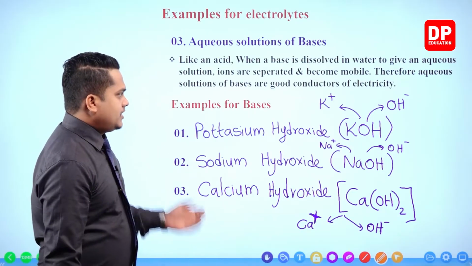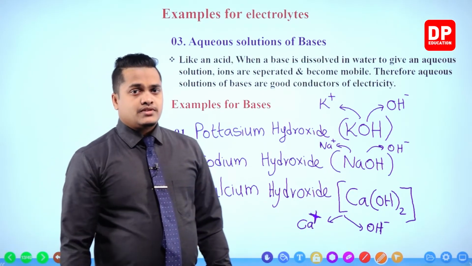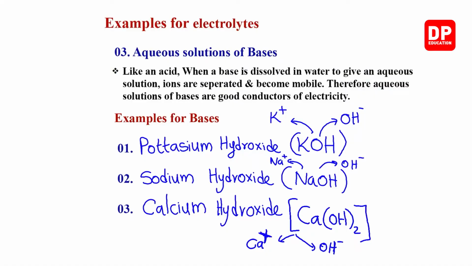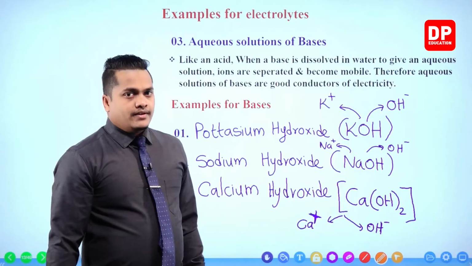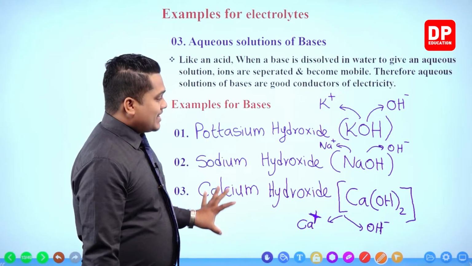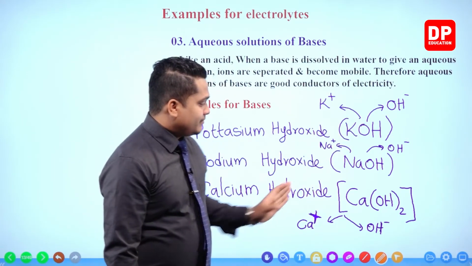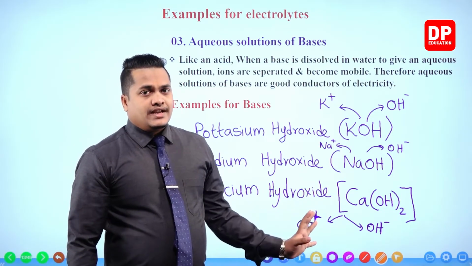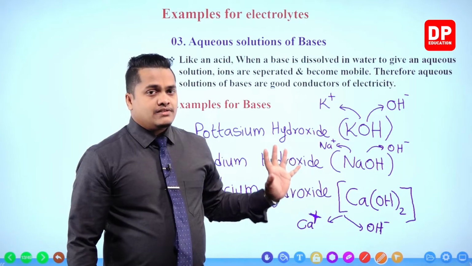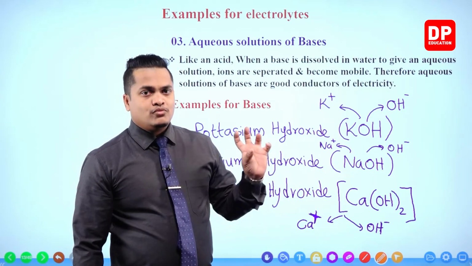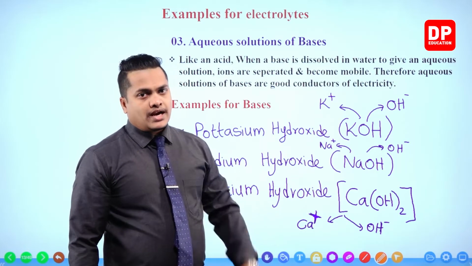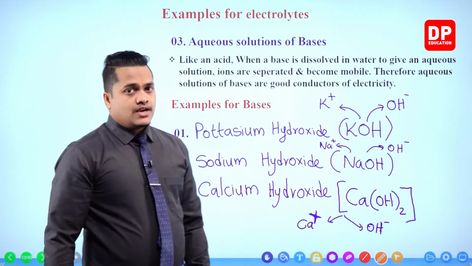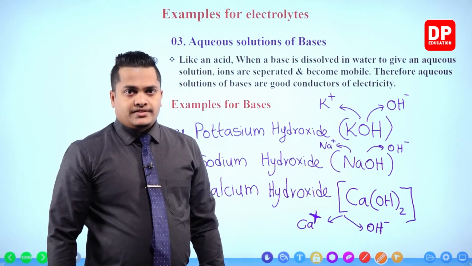Then the third one over here, aqueous solutions of bases. Usually a base contains a metal like potassium, sodium, calcium. You know that these metals are separated like this, positive, and the relevant other part as negative. These positive and negative ions have the ability to move within the solution to conduct electricity. So aqueous solutions of bases are good examples for electrolytes.